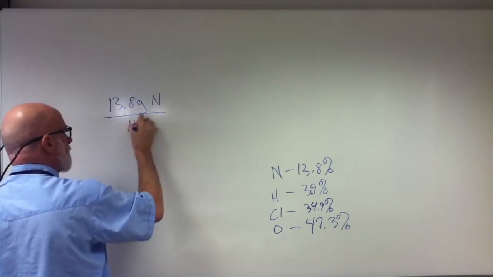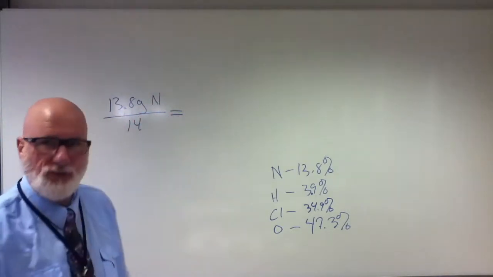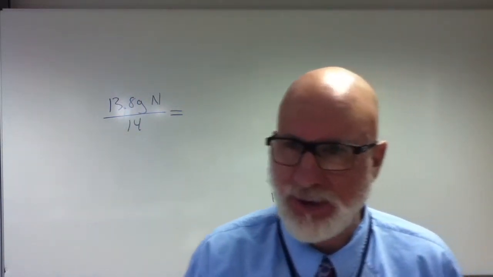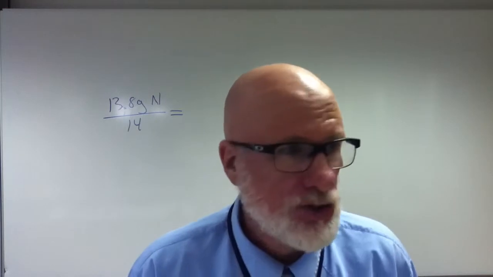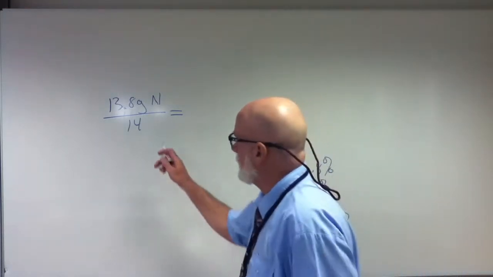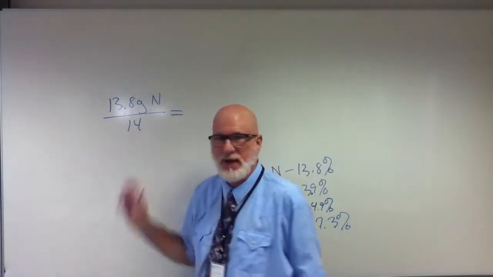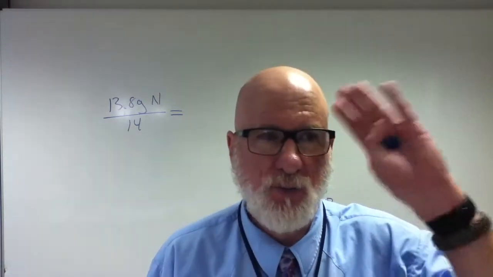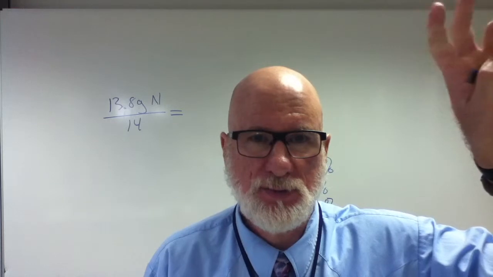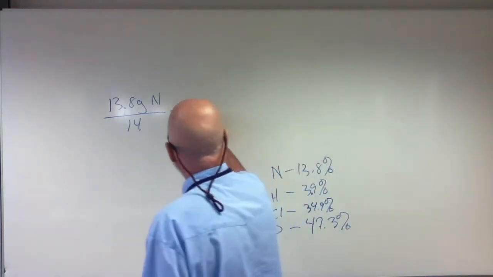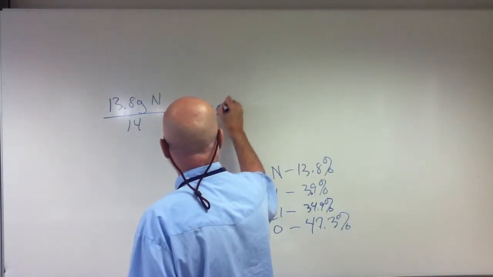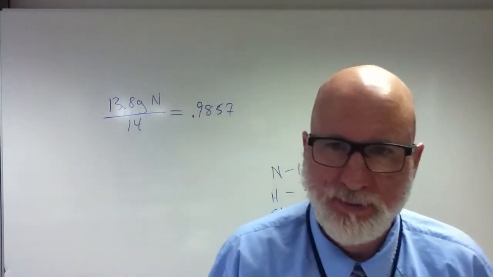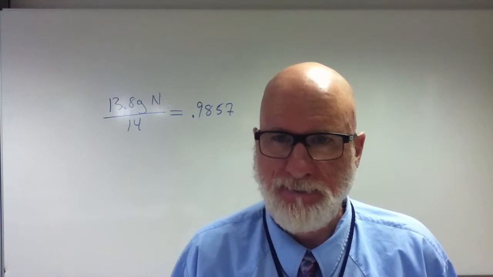Divide by 14, because you got it. The first thing you do after you agree on the 100 grams is you convert everything to moles. So what is 13.8 divided by 14? I want 4 decimal places. 0.9857. 4 significant figures with moles. Okay? Is that all right?